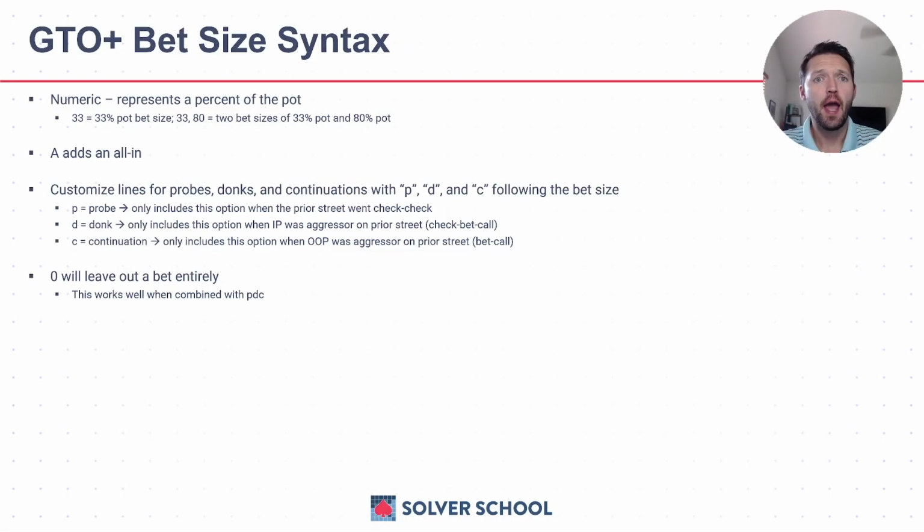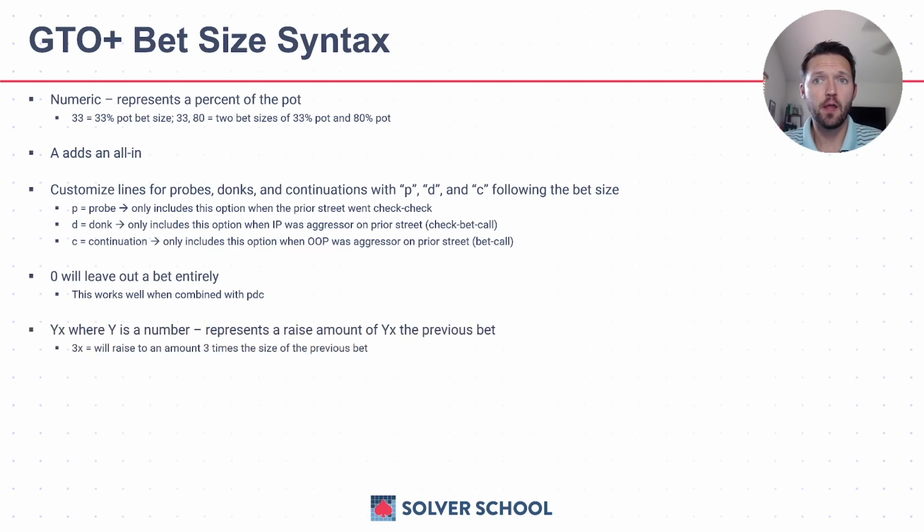The next option that we have works exactly the same as it does in PioSolver, and that's raising an amount that is a certain multiple of the prior bet. The syntax for this is yx, where y is a number. So if I included 3x, what that's going to do is raise the prior bet 3 times the amount of the prior bet.